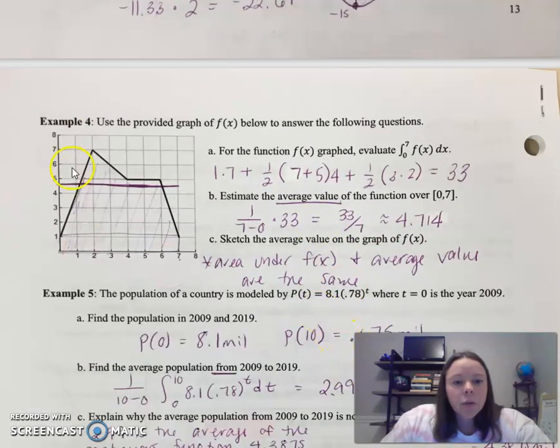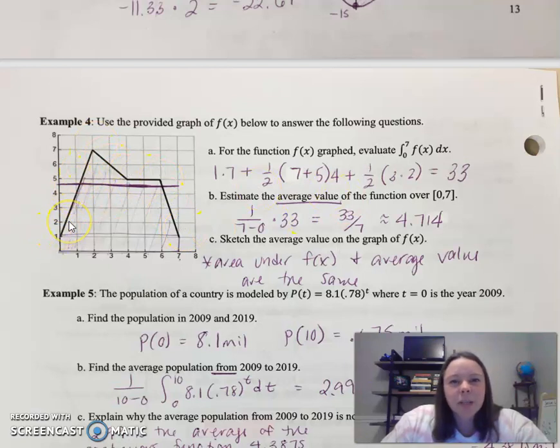All right, so use the provided graph of f of x below to answer the following questions. So we've got our function here. So for the function f of x graphed, evaluate, so this represents the area under, we say curve, but this function here.